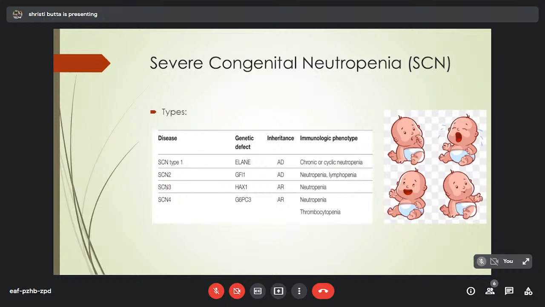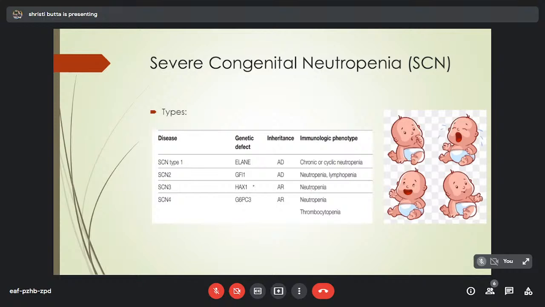Severe congenital neutropenia type 3, also known as Kostmann syndrome. Yes, it arises due to an inhibitory mutation in the HAX1 gene. It's an autosomal recessive disorder and patients usually present with neutropenias.